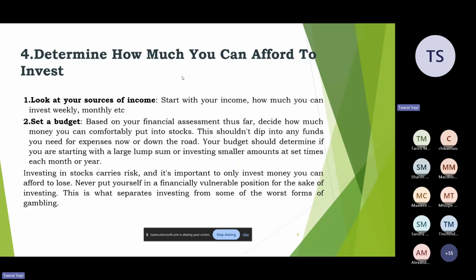Investing in stocks carries risk. It's important to only invest money you can afford to lose. Never put yourself in a financially vulnerable position for the sake of investing. This is what separates investing from some of the worst forms of gambling.